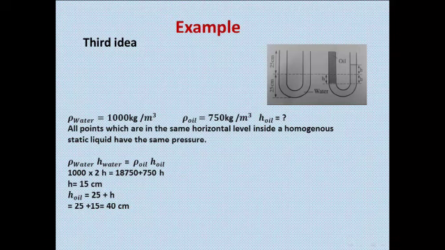Let's calculate it now. Rho water H water equals rho oil H oil. H water is 2H. H oil is H plus 25. Then H will be 15. H oil is 25 plus H, so it will be 15 plus 25, equal 40.